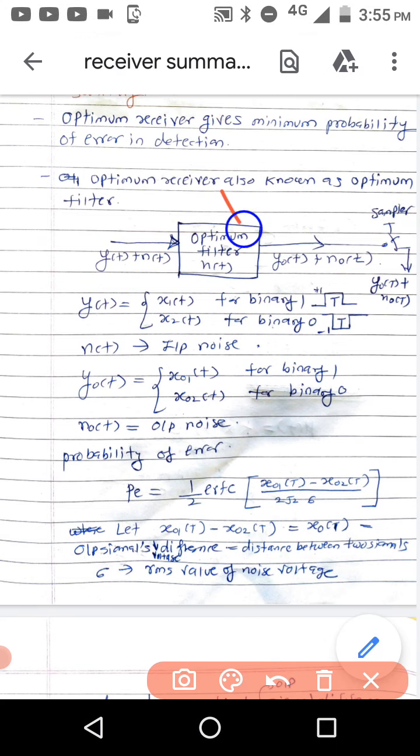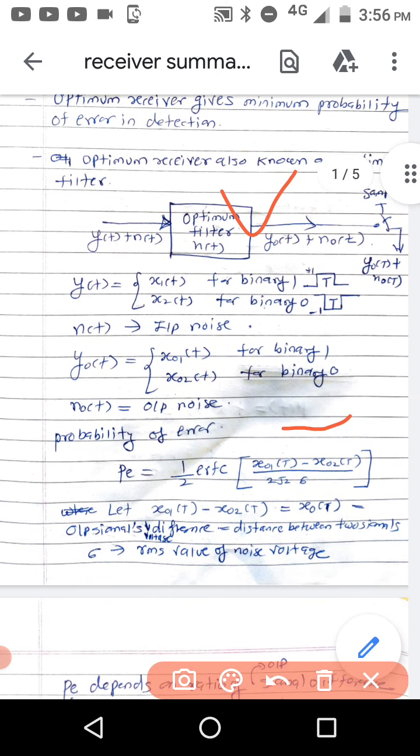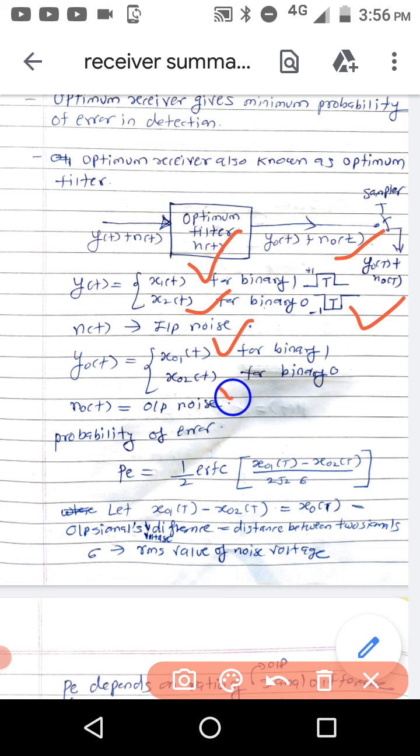Now this is optimum filter. It has the input y(t), noise, channel noise as n(t), output y0(t), and channel output noise is n0(t). Then sampler is there, which will sample at t equal to T, capital T. What is capital T? It is the bit duration or digital input duration. So y(t) can be x1(t) or x2(t), x1(t) for binary 1 like this, and x2(t) for binary 0 like this. So y0(t) is equal to x01(t) or x02(t) for binary 1 and binary 0. Now this y0(t) is obtained when there is no noise in the receiver.